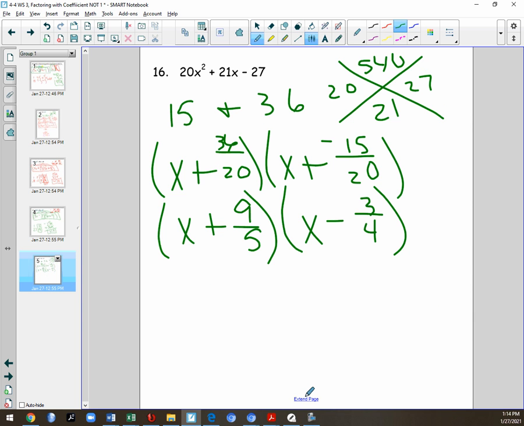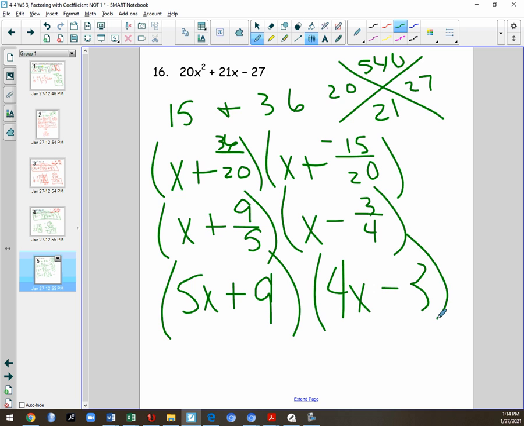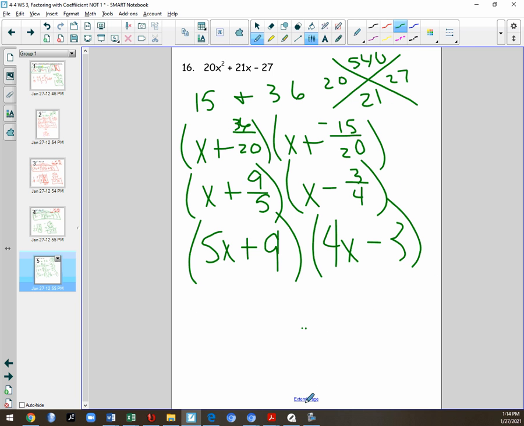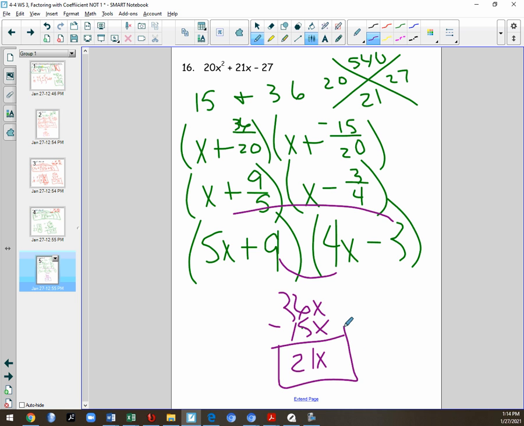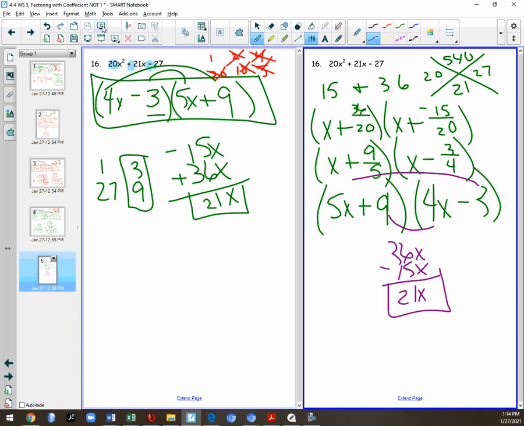Bring the denominators out in front. So 5x plus 9 and a 4x minus 3. How do I check? Inner gives me a 36x. Outer gives me a negative 15x to give me 36 minus 15, which gives you 21x, which is what you wanted. So I did that problem 2 different ways and got the exact same answer both times.